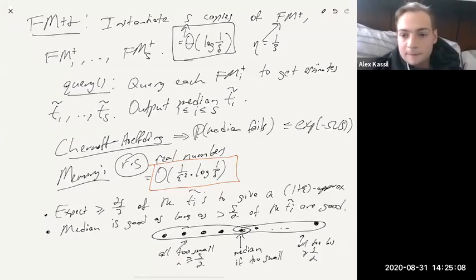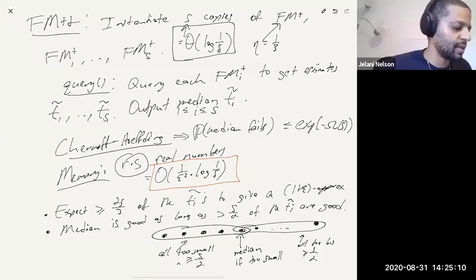No problem. So that's it for the idealized algorithm. Now I want to start making this algorithm not idealized. So let's say removing the idealized assumption.